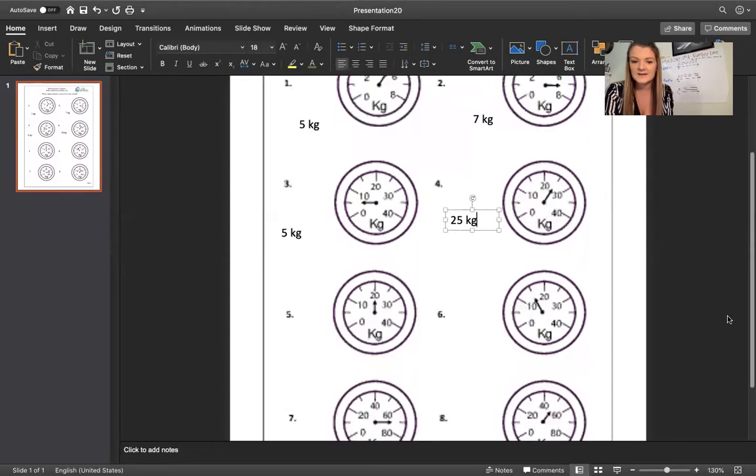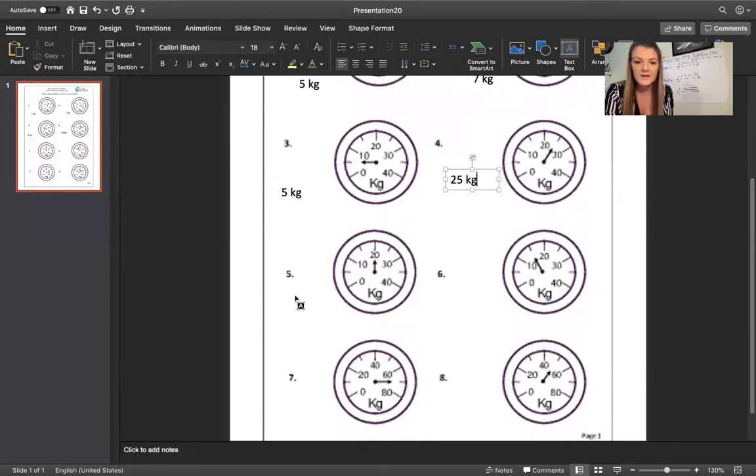And then let's slide down and look at number 5. Oh, this one's easy. It's right on the arrow. Everybody shout it out. 1, 2, 3. 20 kilograms. Now, number 6, again, is between 10 and 20, halfway between 10 and 20. Think of a number line in your head. 15 kilograms. And then let's look at number 7.